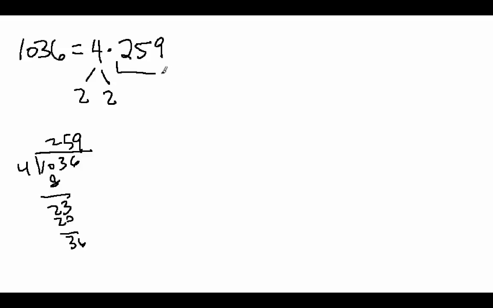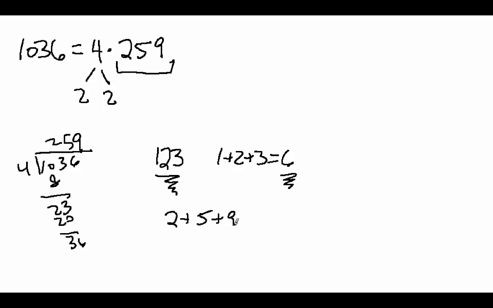Let's see what tricks I can pull out of the air here. Is that divisible by 3? Well, a trick for numbers being divisible by 3 is you add up the digits and see if that sum is divisible by 3. For example, if I were to look at the number 123, well, 1 plus 2 plus 3 is equal to 6, and 6 is divisible by 3, so 123 is divisible by 3. 2 plus 5 plus 9 is 16. So that's not divisible by 3.